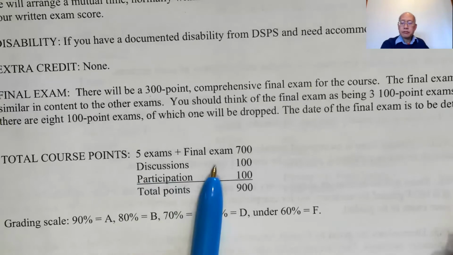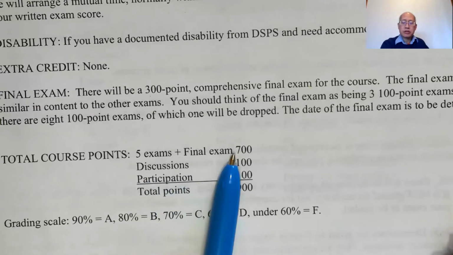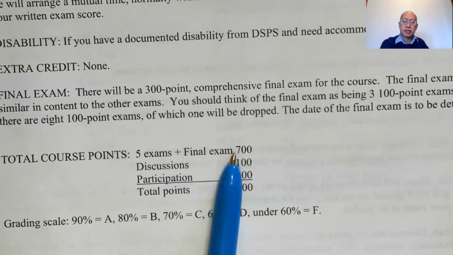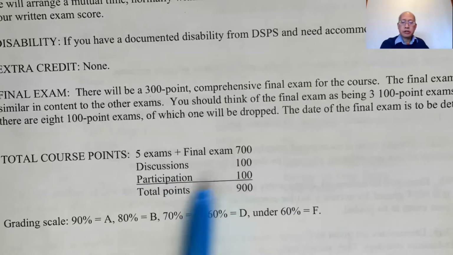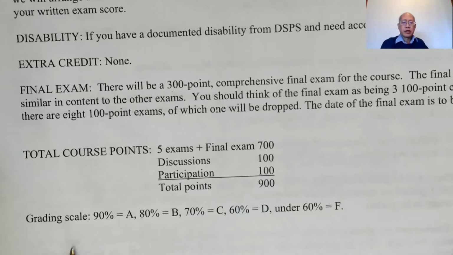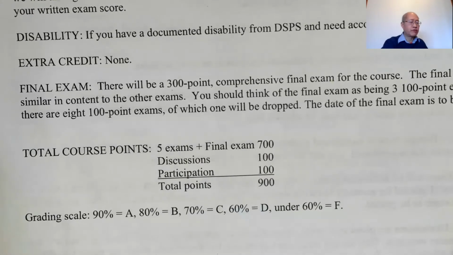And here's my course breakdown. So exams are 700, 500 plus 300 is 800, drop 1 is 700. The discussions are worth 100, participation, which is essentially doing the homework and doing everything you're supposed to do, 100. Total points is 900, and my grading scale is 90, 80, 70, 60.